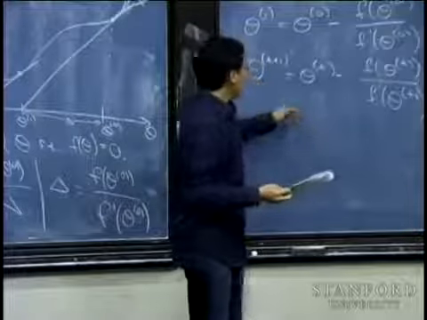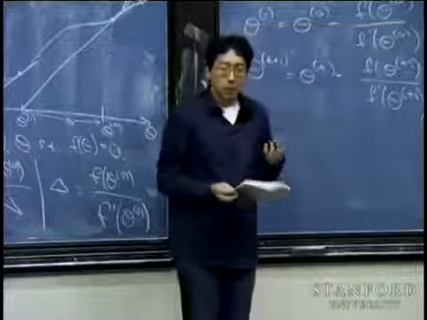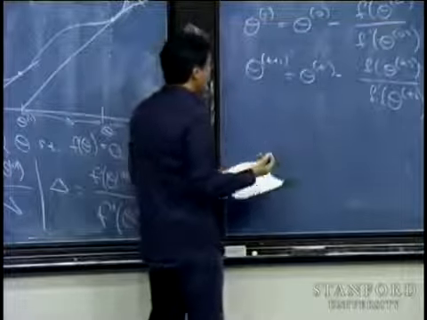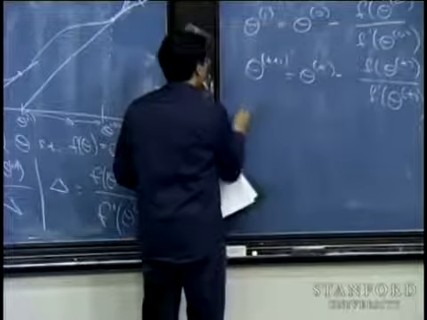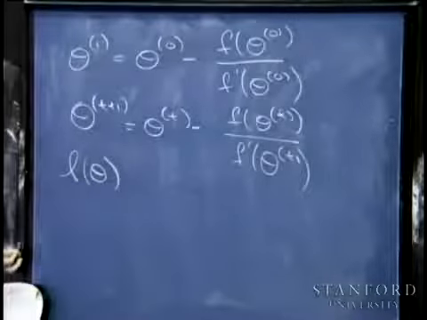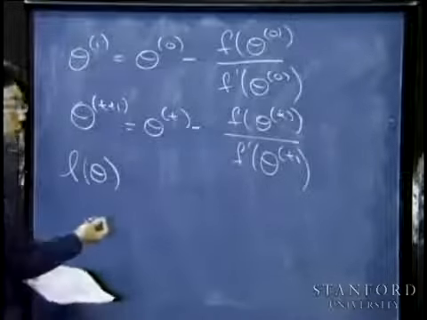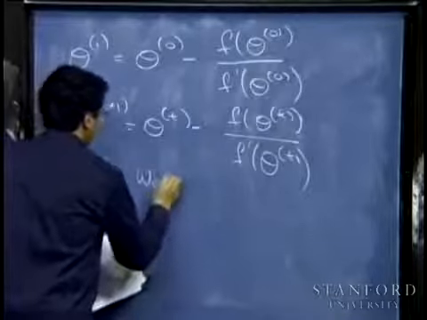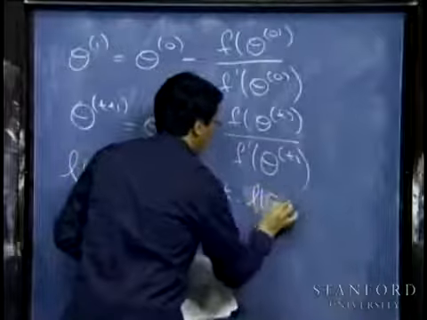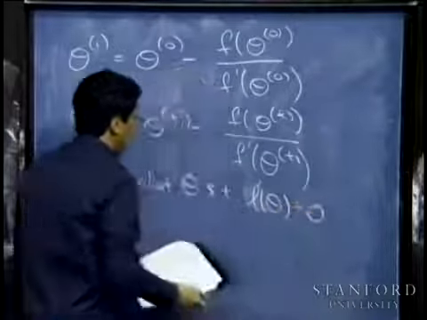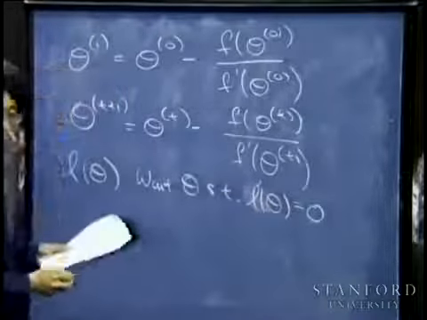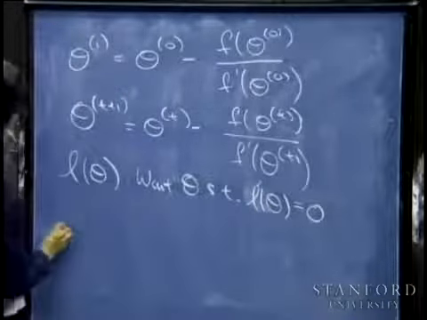Now, this is an algorithm for finding a value of theta for which f of theta equals 0. So we can apply the same idea to maximizing the log likelihood, right? So we have a function L of theta, and we want to maximize this function. Well, how do you maximize the function? You set its derivative to 0, right? So we want theta such that L prime of theta is equal to 0. So to maximize this function, we want to find a place where the derivative of this function is equal to 0. And so we just apply the same idea.